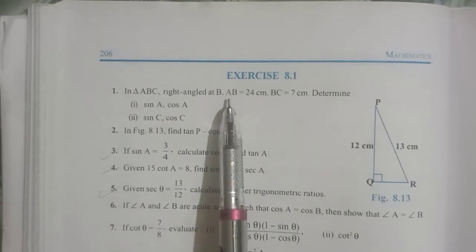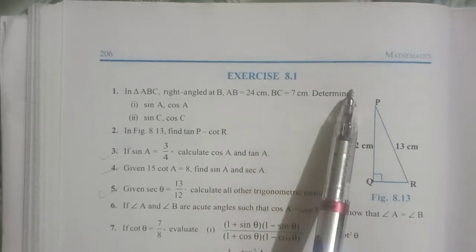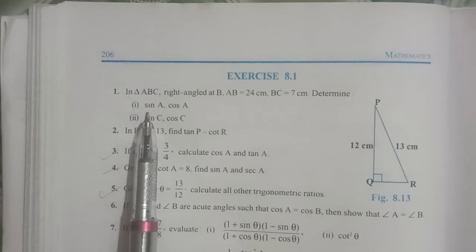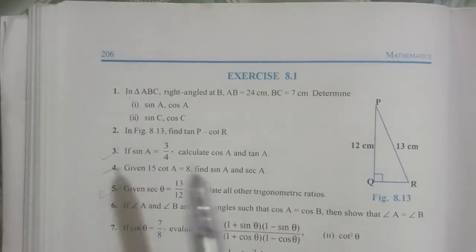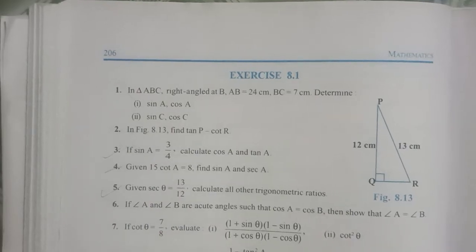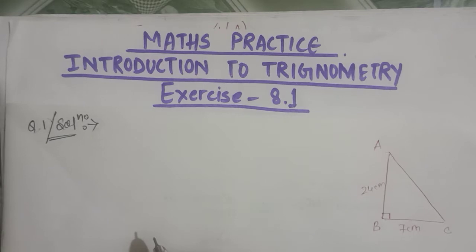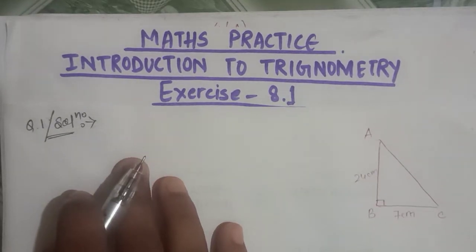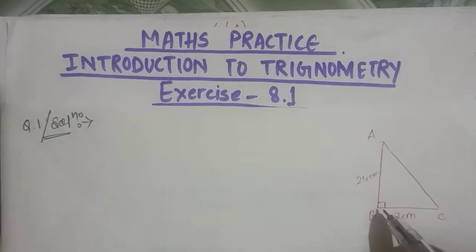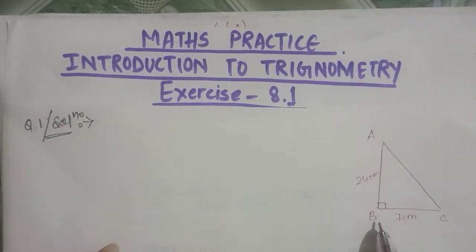Whose sides are given? AB equal 24 cm, BC equal 7 cm. And we have to determine, Roman number 1, sin A and cos A, and after that sin C and cos C. So let's begin with the solution. So this is the figure. This is our triangle ABC and our right angle is at B.